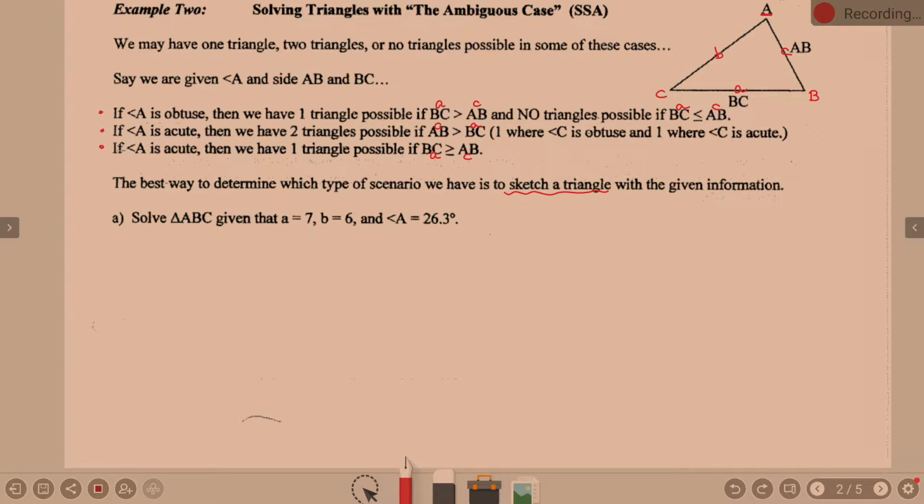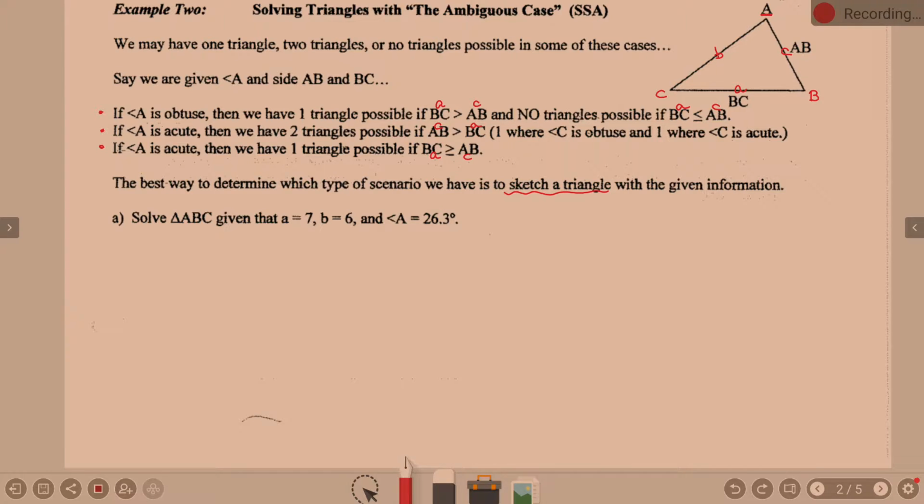I guess one thing before I continue here. Notice in this case, they mentioned angle A and angle C. Do those really have to be the names of our acute or obtuse angles? When they're talking about angle A is obtuse or acute, they're talking about the given angle. That's what they're talking about here.